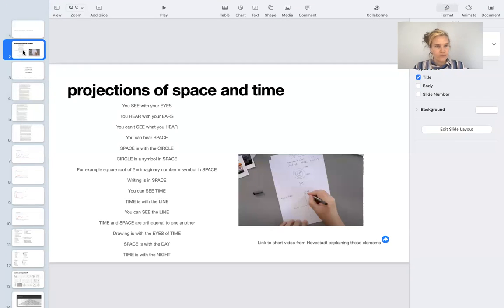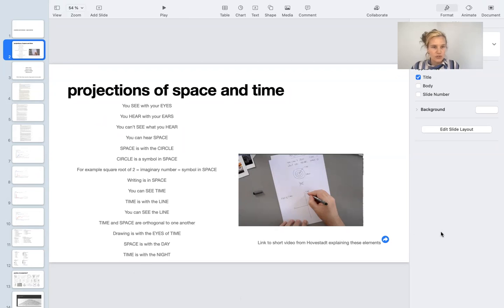So, projections of space and time. This is what we're talking about, not just space and time, but we start with space and time. And so this text from Ludger, which we've talked about, he has many of these inverted pairs. This is not from his text, this is my writing using his concepts. I wrote some of these out. So this is what I wrote.